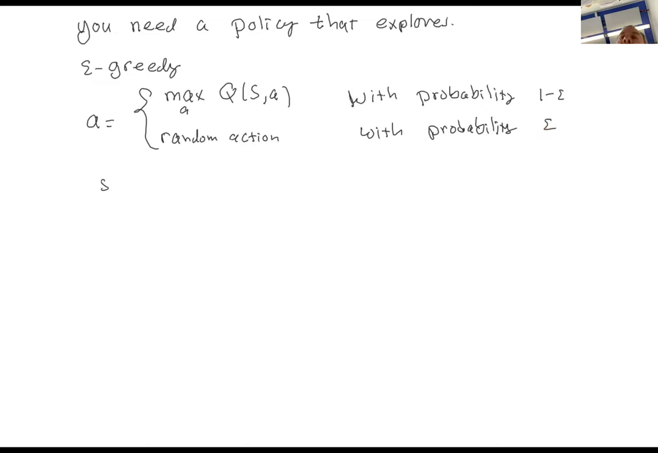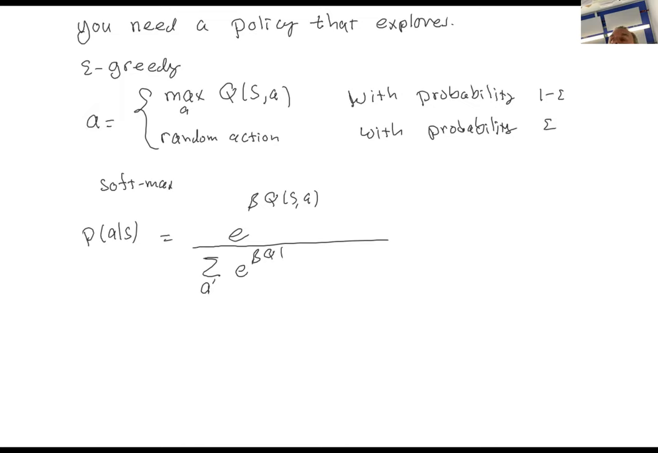The other popular one is softmax. So P of A given S equals e to the beta Q of S comma A over the sum over A prime of e to the beta Q of S comma A prime. Okay, so this probability sums to one if you sum over the actions, and as beta goes to infinity, it's deterministic. And as beta goes to zero, it's random.